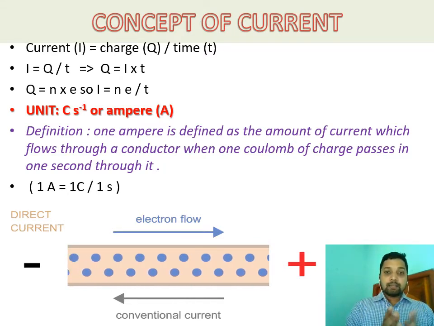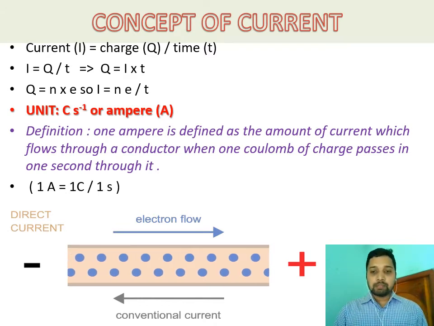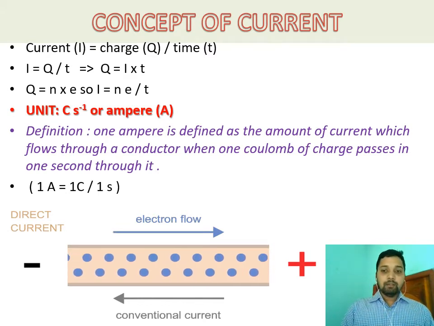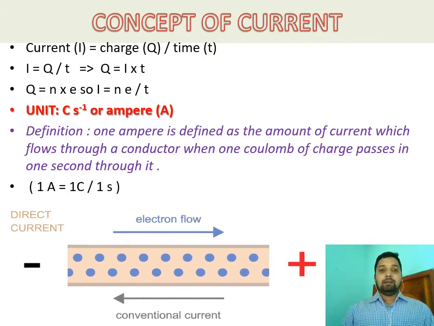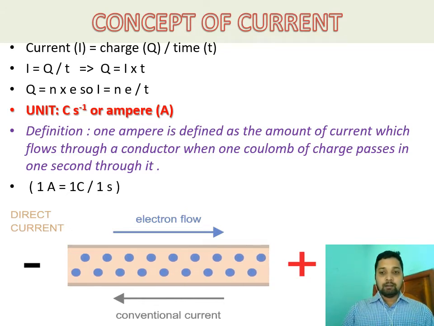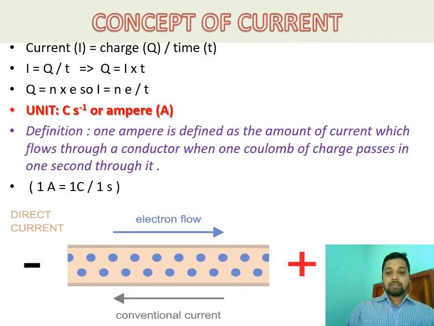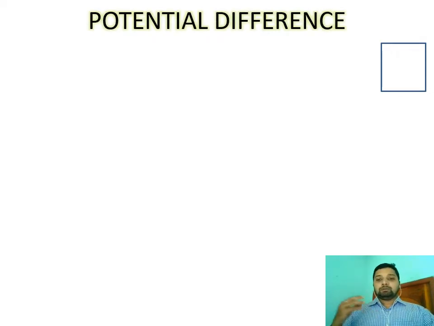This current in a circuit can be measured by an instrument called ammeter. Ammeter is always connected in the circuit directly in series. So this is about the current, and this current flows through a conductor because of two factors. One is the potential difference, second the resistance.